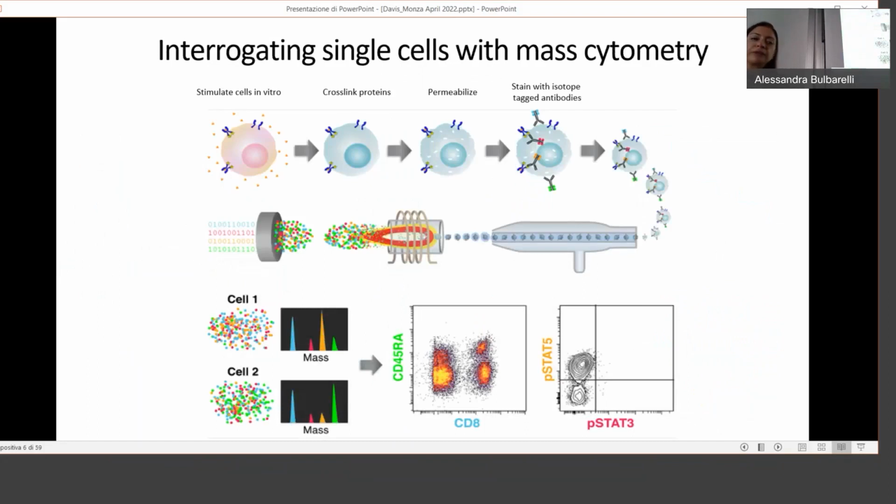And so the way that mass cytometry works, and the way that we use it, is that we often will stimulate cells in vitro, cross-link proteins with a fixation step, and then permeabilize cells so that we can actually expose intracellular isotopes, and we can ask questions about intracellular proteins. These are then stained with isotope-tagged antibodies and run through the instrument, which analyzes the cell by time of flight. So basically, you get data that looks very much like flow cytometry data, and you're actually measuring the time it takes for an isotopic mass to get to the detector.